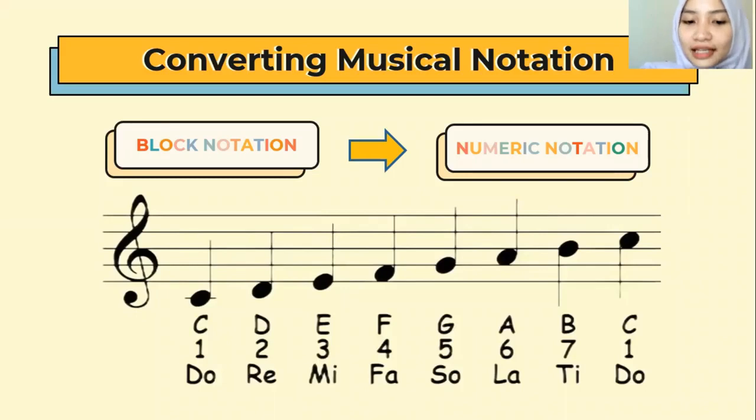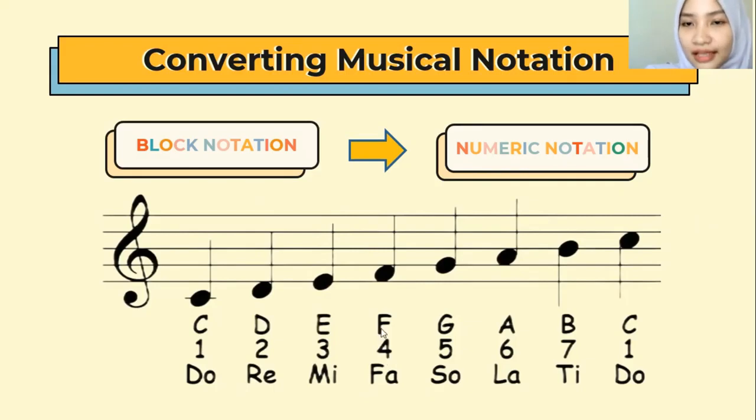Okay, let's now look at the next slide, which shows how to convert block notation to numeric notation. The first one is number 1. This is the C note in block notation. Next is number 2. The number 2 is D note. Number 3 is E note.